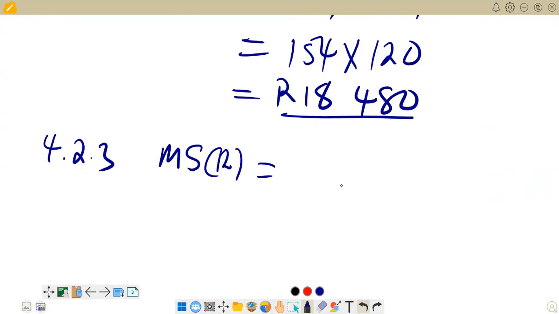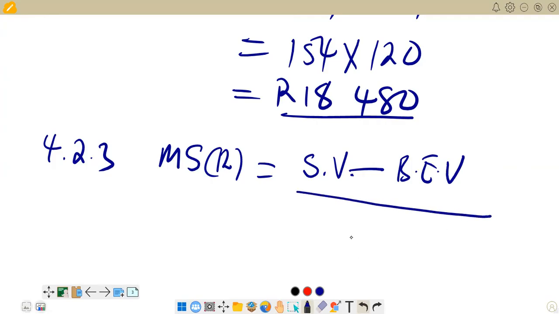So it's equal to sales. This is the sales value. The sales value, we can just specifically indicate it as the sales value. Then we subtract here the break-even value, and then we divide by the sales value, and then we multiply by 100 over 1. This is the ratio that we get there.